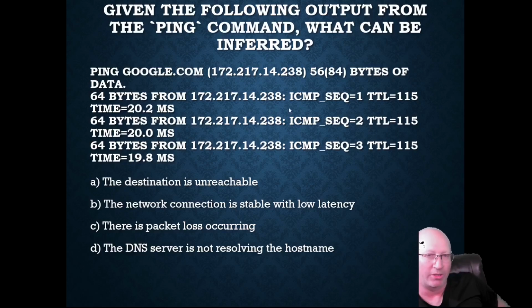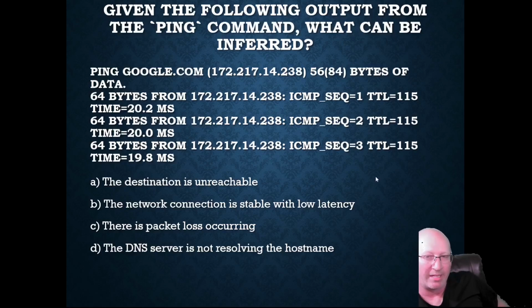Let's read it first, shall we? We are pinging google.com, right? It gives us the IP address, 172.168.1.4.238, and we sent 56 of 84 bytes of data. We got 64 bytes from the IP address, which is google.com. We see it's ICMP sequence number 1. The time to live is 115, and the time is 20.2 milliseconds. We can see sequence number 2, same basic thing, with 20 milliseconds. And then sequence number 3, time to live 115, with 19.8 milliseconds. All within a pretty good line.